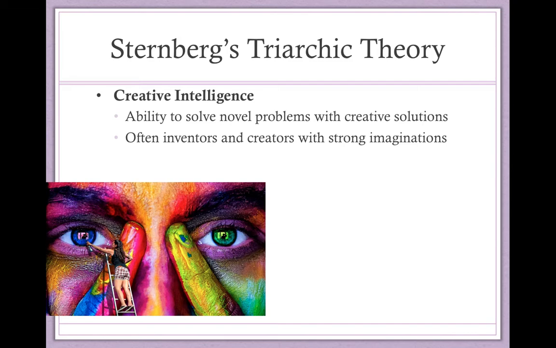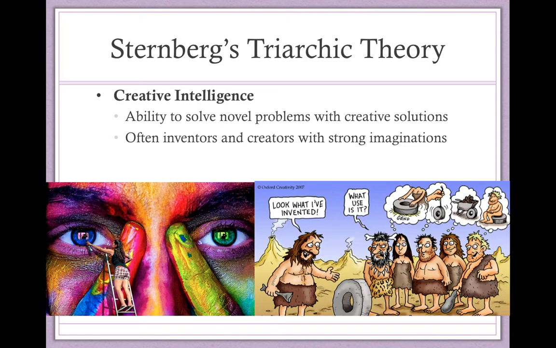And these kinds of people are often inventors and creators with strong imaginations. So they use their imaginations here. This is different than analytical. So analytical people can be problem solvers, but they use logic and analyzing things. And they usually don't come up with new ideas about things. Creative intelligence, on the other hand, uses imagination and innovation to solve problems. They look at things in a different way. And that's how they solve problems.